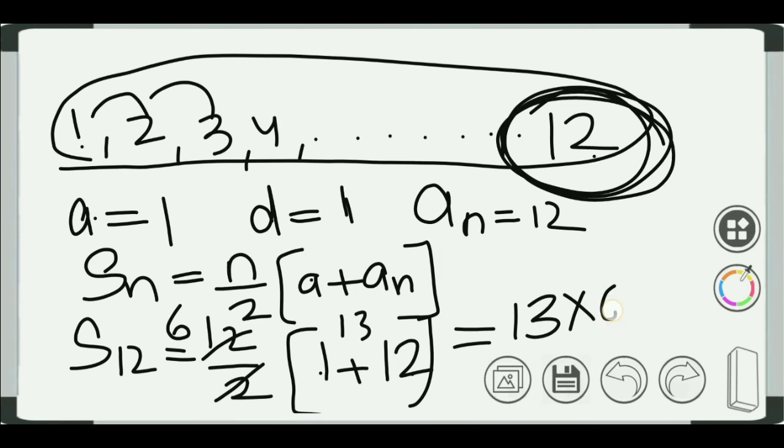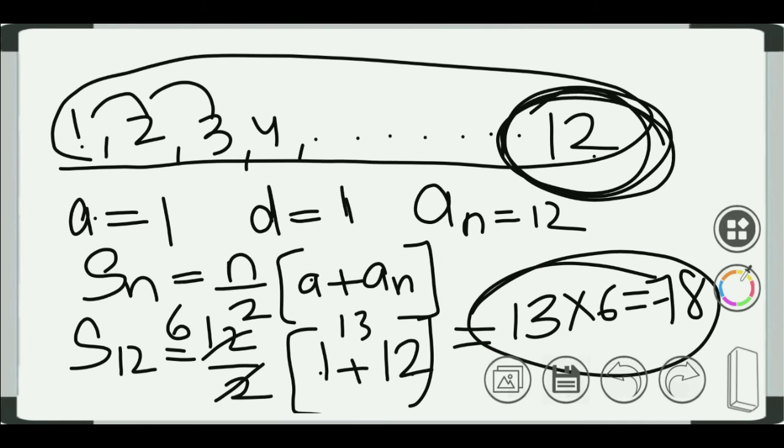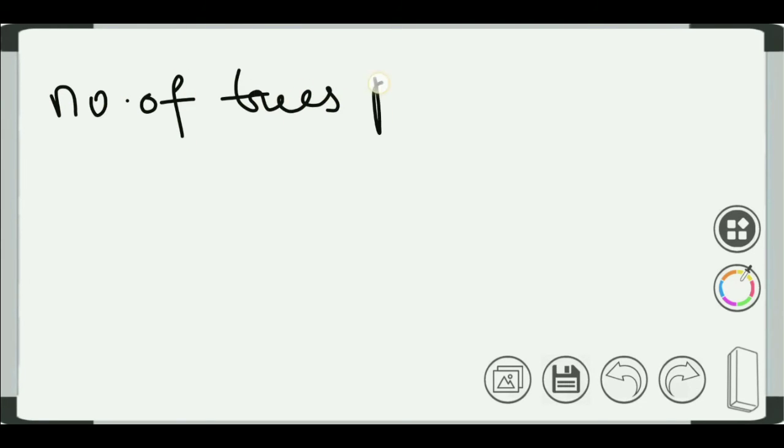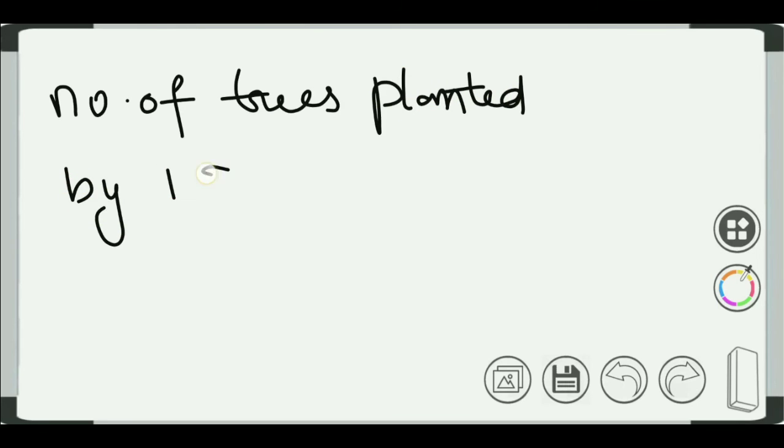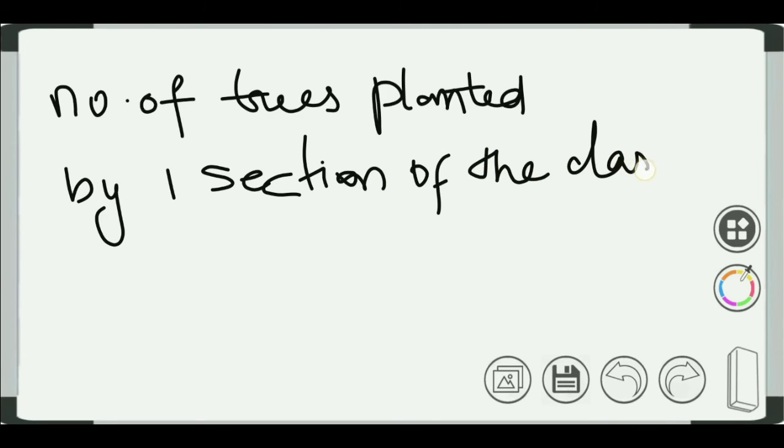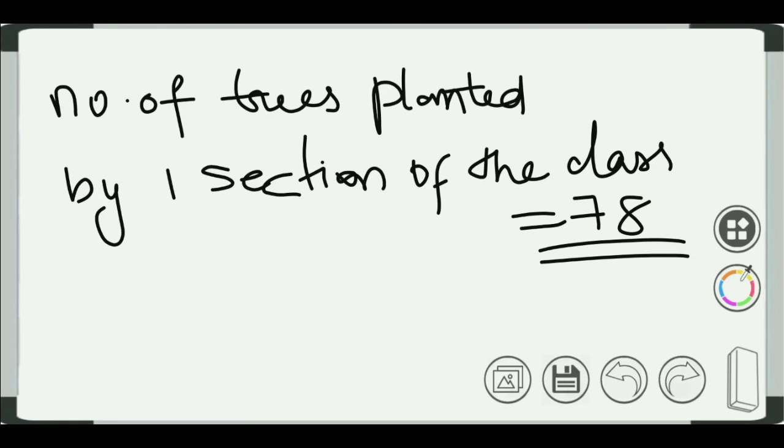78. So 13 into 6 is 78. So you got the sum as 78. Now you can conclude: the number of trees planted by one section of the class is equal to 78. Now we need to find the number of trees planted by 3 sections of the class, right?